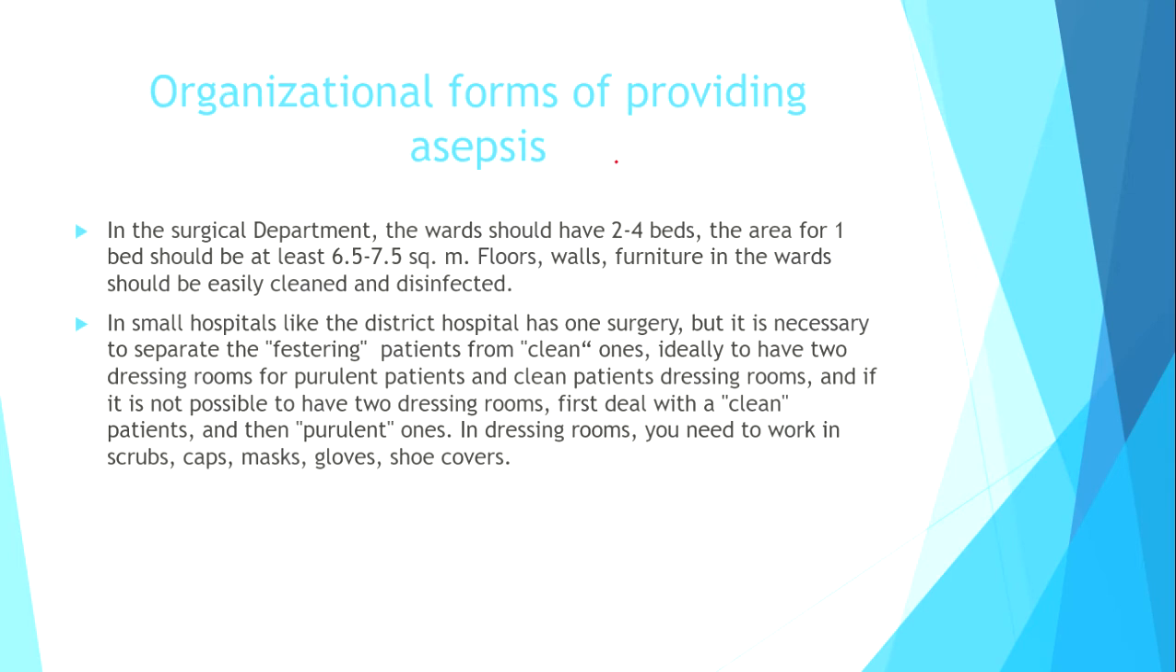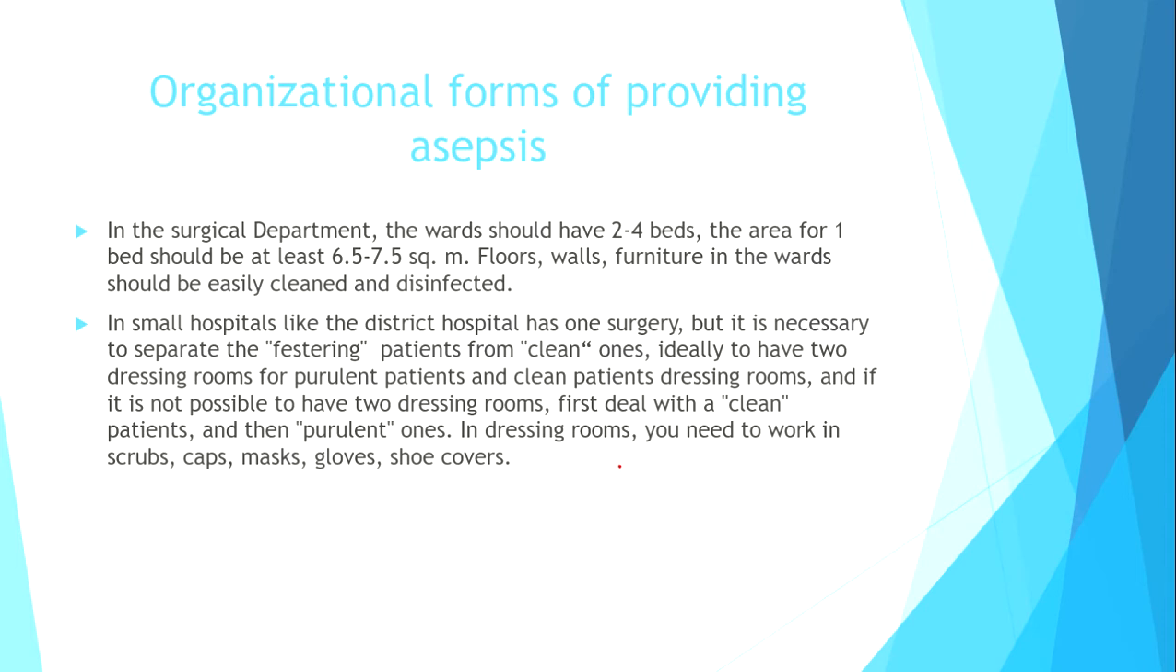Organizational forms of providing asepsis. In the surgical department, the wards should have 2 or 4 beds. The area for one bed should be at least 6.5–7.5 square meters. Floors, walls and furniture in the wards should be easily cleaned and disinfected. In small hospitals, like a district hospital, there is one surgery, but it is necessary to separate the festering patients from the clean ones. Ideally, have 2 dressing rooms, one for purulent patients and one for clean patients, and if it is not possible to have 2 dressing rooms, first deal with the clean patients and then the purulent ones.